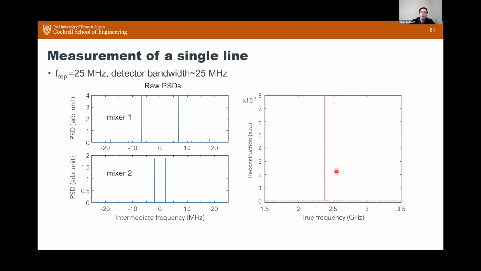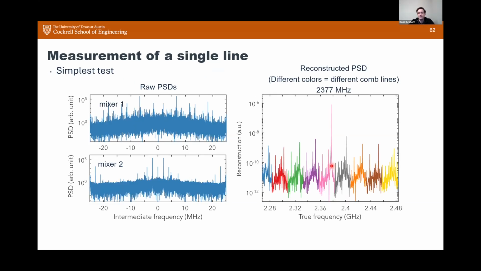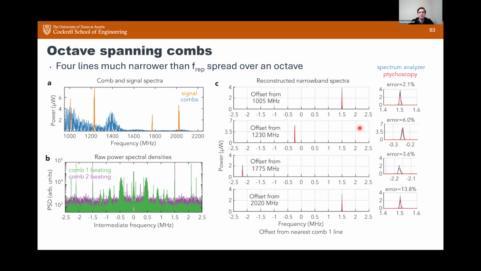You can see that a single line was produced. This is on a linear scale. On a log scale, it's not quite as nice, but there are some imaging artifacts that you always get, extra noise and so on and so forth. But it's still about 20 dB down. So you still get a relatively high quality spectrum.